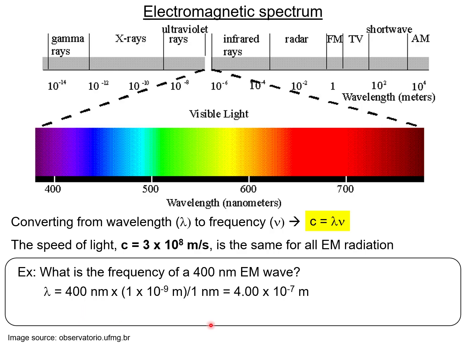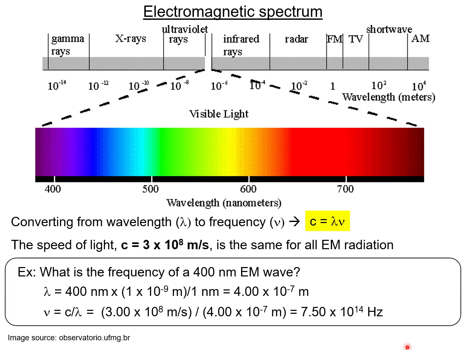So this ends up being 4 times 10 to the minus 7 after you hit equals. And then we're looking for frequency, so frequency is going to be equal to the speed of light divided by the wavelength, all in the appropriate units. And we get that it is 7.5 times 10 to the 14th hertz.